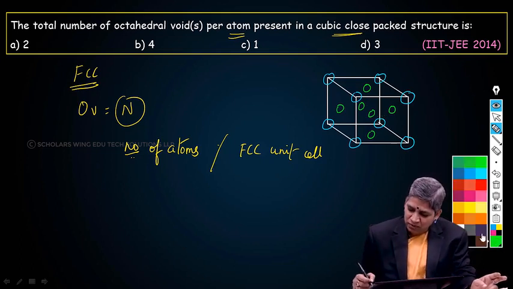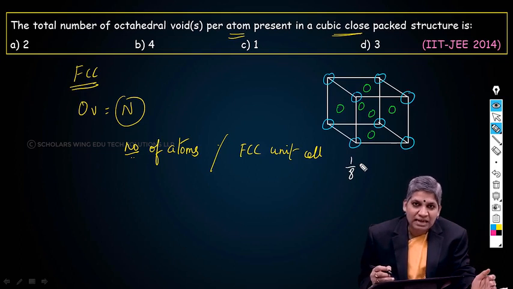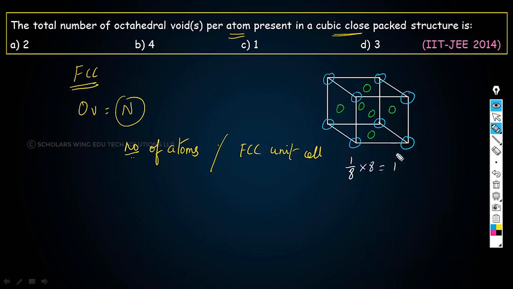So we know the corner atom contributes 1/8 of itself. Rather, 1/8 of the atom belongs to one unit cell. So there are 8 such atoms. So 1/8 into 8 is 1, plus face center. The contribution is half. Half into 6 is equal to 3. So if you add 1 plus 3, you get 4. Yes or no? Be more precise. So the number of atoms is 4 now.